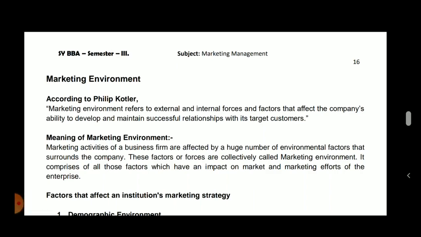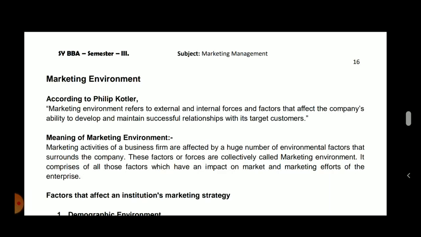Now, moving forward towards our next lecture, today we'll be discussing all about the marketing environment. Being in third semester, you have already learned about the business environment in the last semester. So today, something different we'll be talking about, that is marketing environment. As the term itself says, we are today going to talk about the marketing and the related environments.